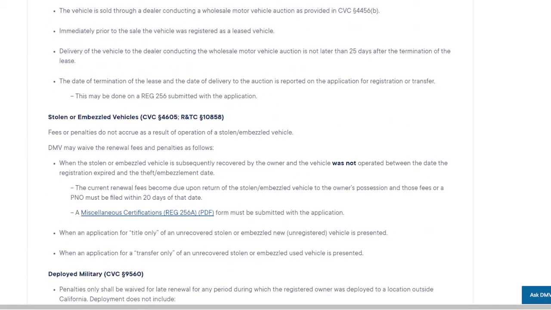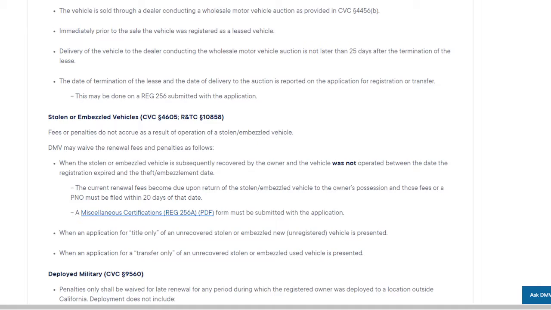Stolen or embezzled vehicles. Fees or penalties do not occur as a result of operation of a stolen or embezzled vehicle. DMV may waive the renewal fees and penalties as follows. When the stolen or embezzled vehicle is subsequently recovered by the owner and the vehicle is not operated between the date the registration expired and the theft/embezzlement date.